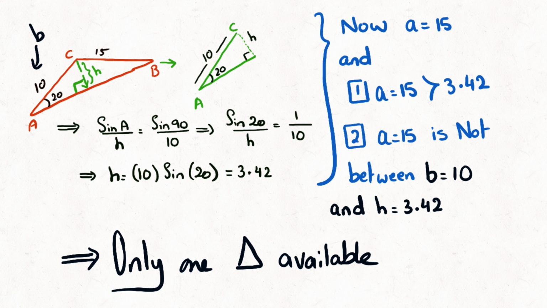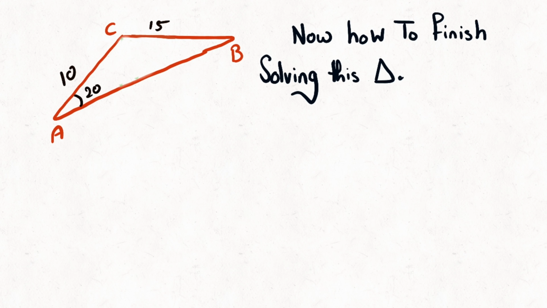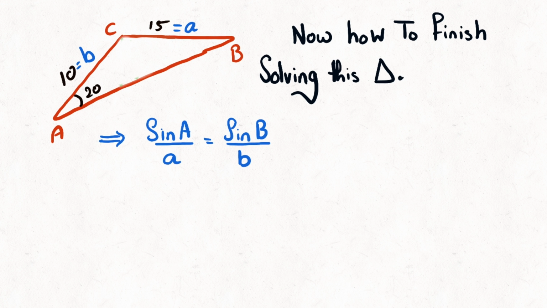Since you know that you have one triangle, because the value of H 3.42 is much smaller than the value of A, you will take the triangle as it is given in the exam and solve it normally. As it's a normal question, you will apply the sine rule to find the value of A, B, C, as you can see in front of you.